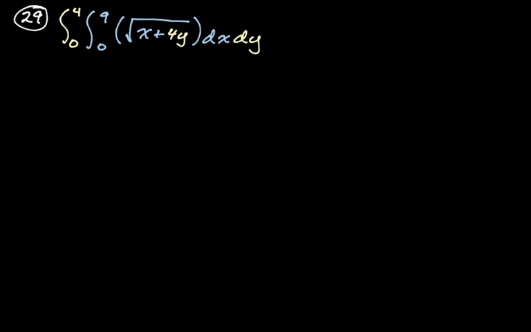All right, 29. From 0 to 4, 0 to 9, square root of x plus 4y dx dy. All right, so the first differential we run into, the innermost, the most nested of the integrals, is with respect to x. So I'm going to think of it, because I do not like integrating radicals, as x plus 4y to the 1/2. So it's plus 1 times the reciprocal.